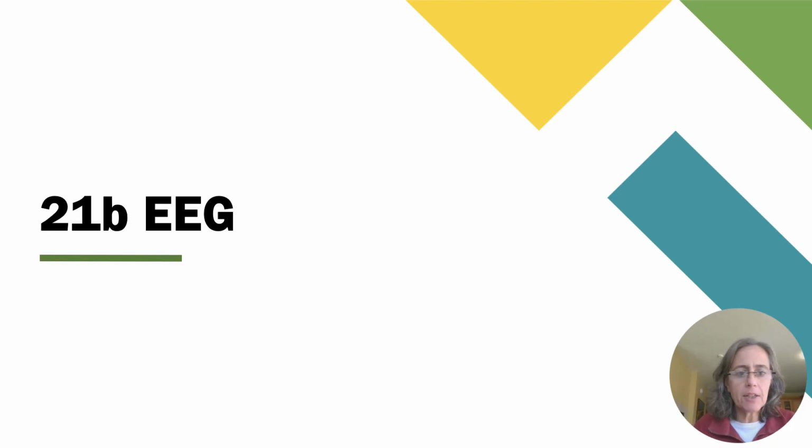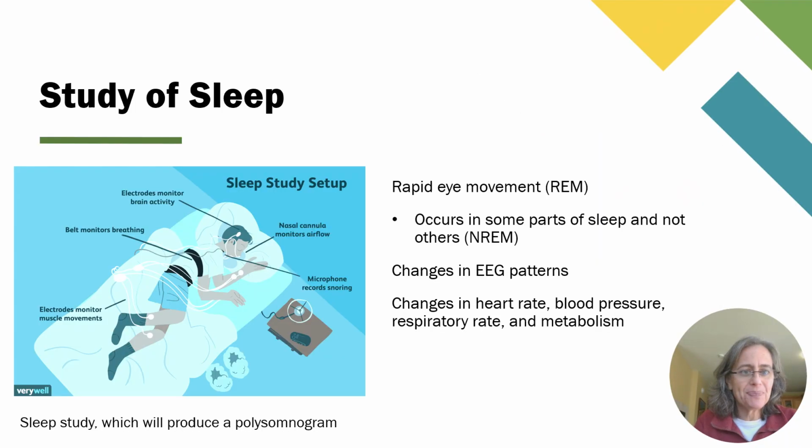So continuing on with lecture 21, we're going to talk about EEGs or electroencephalograms. There have been lots of different ways that we have tried to study sleep. One of the first discoveries was that during certain stages of sleep, while our eyes are closed, they are actually darting around and looking in different directions. That has been called rapid eye movement, or REM, and it's seen in some parts of sleep and not other parts of sleep.